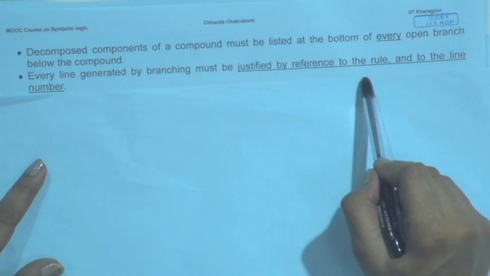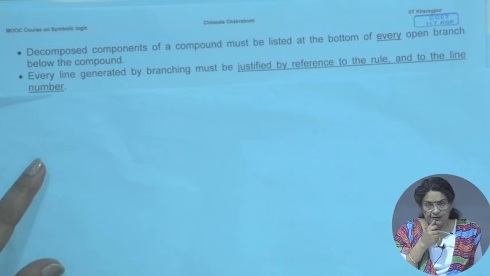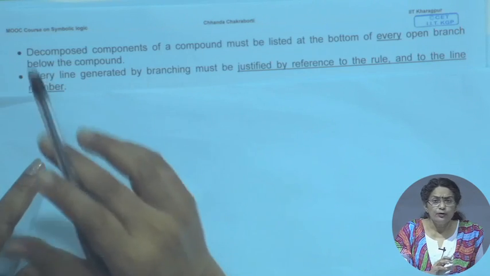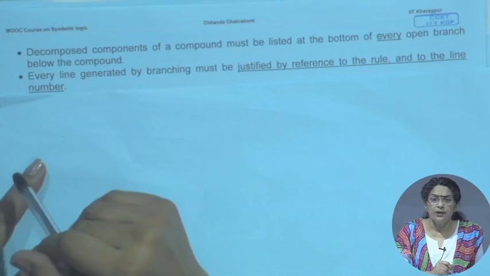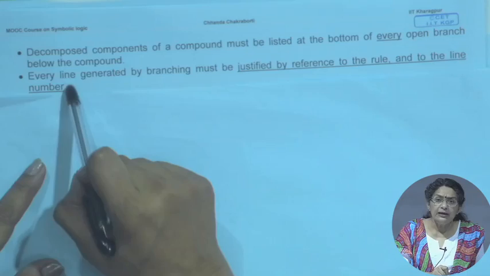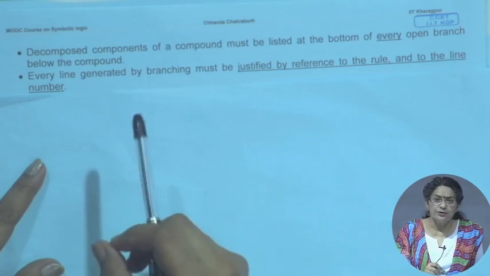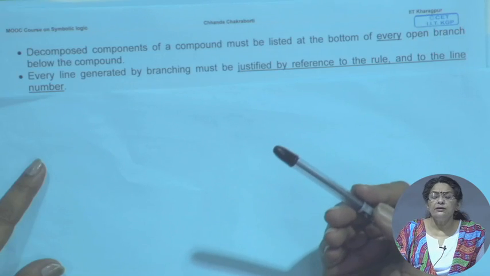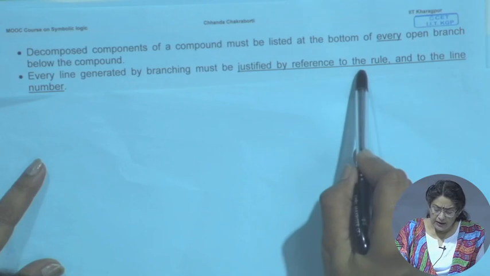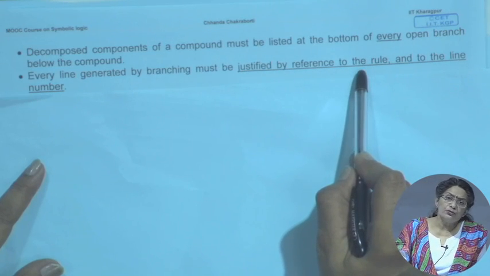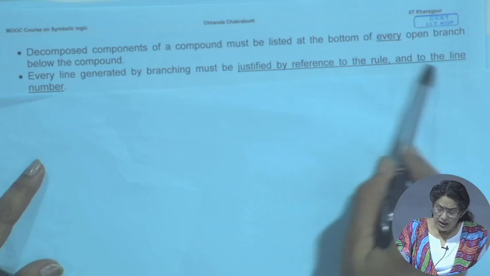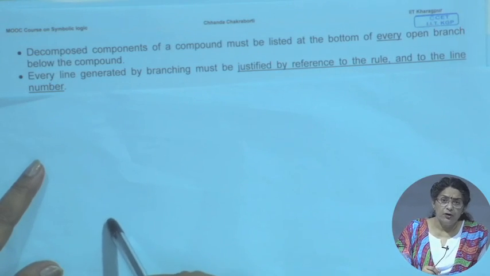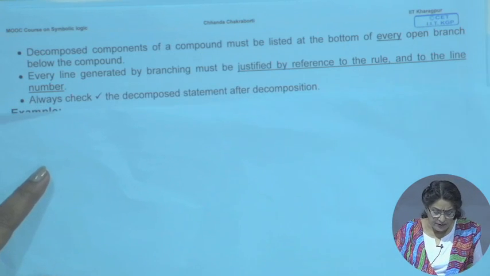This we are going to see, but it is important that we mention it right now: whenever you are generating a line, remember the root is given, and the root does not require any justification. But every line that you are generating by decomposition, that is branching, must be justified, because it is a new line that you are adding. How do you justify? By reference to the rule of decomposition that you have used and to the line number. Which line are you decomposing on? Okay, and we will show you examples.